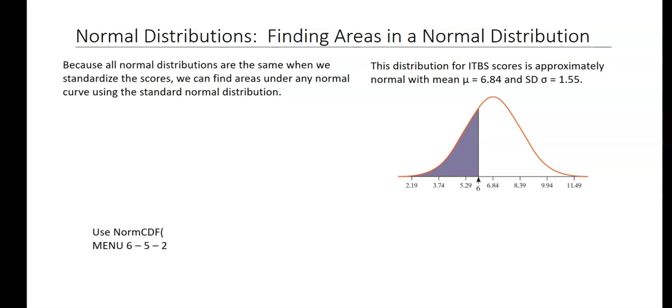So this is something we find quite often in stats. Fortunately, we don't have to do that by hand. That looks like it would be complicated to do by hand to find an area under the curve. In calculus, they do things like that. The distribution for ITBS scores is approximately normal, which is what we want to see. We can't use this technique unless it's approximately normal.